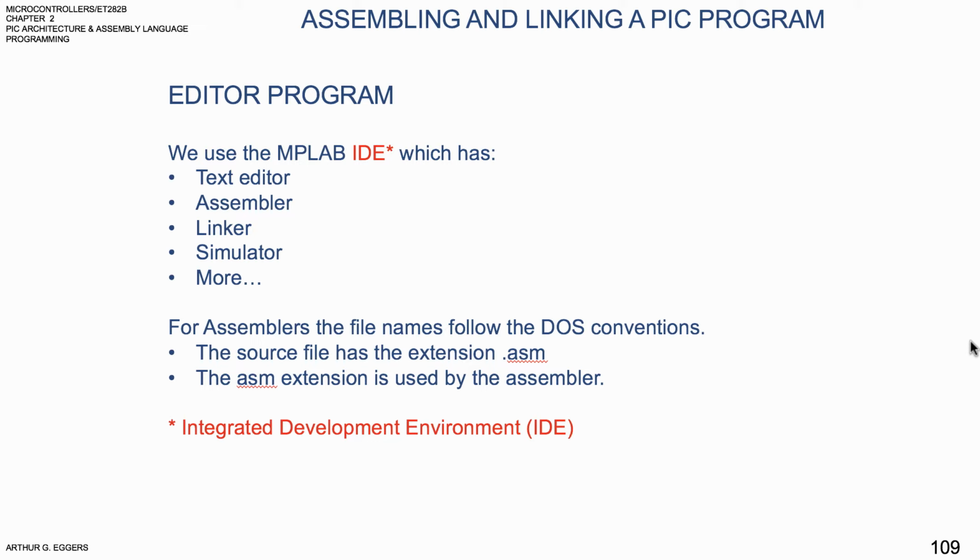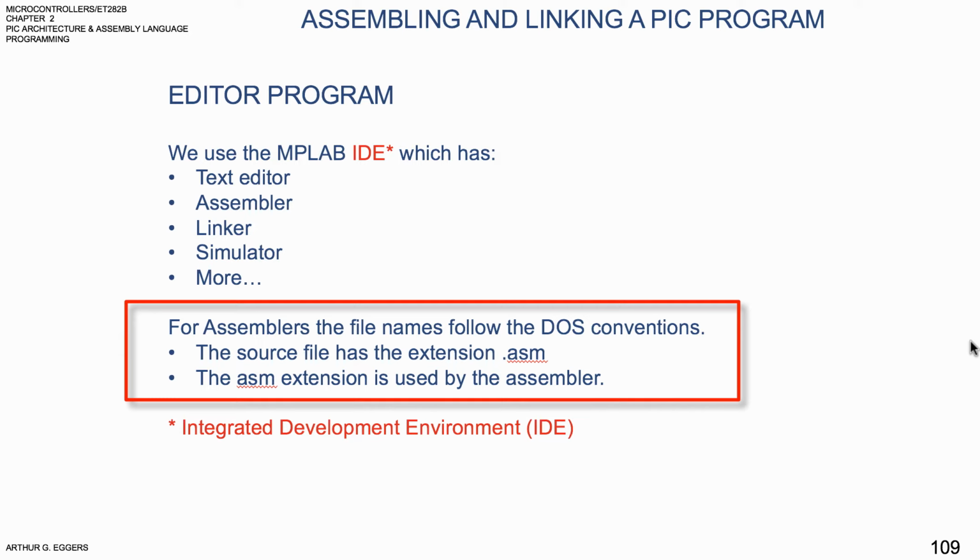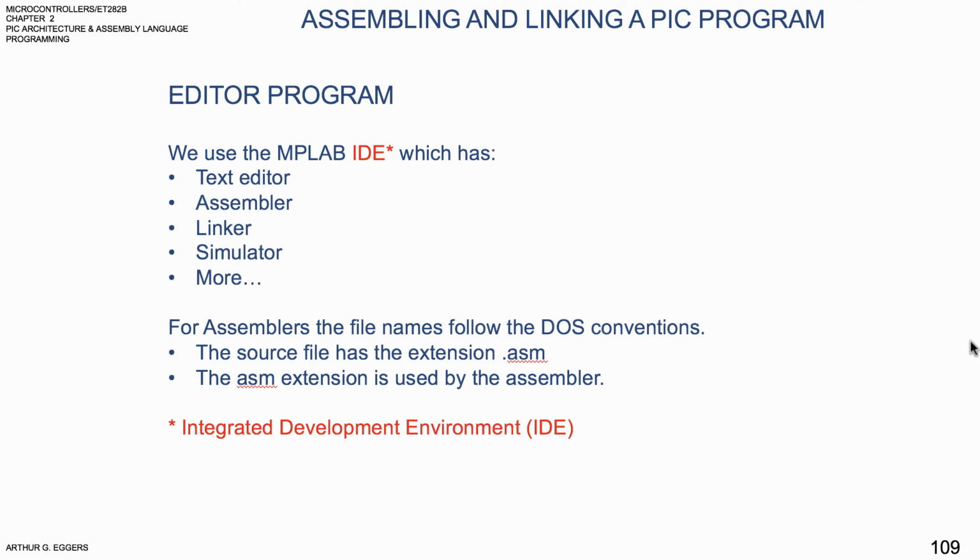Some widely used editors are the MS-DOS Edit and Notepad in Windows, which comes with all Microsoft operating systems. Notice that the editor must be able to produce an ASCII file. For assemblers, the file names follow the usual DOS conventions, but the source file has the extension ASM. The ASM extension for the source file is used by an assembler in the next step.